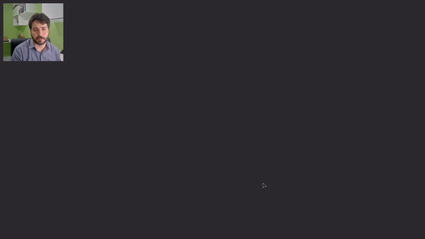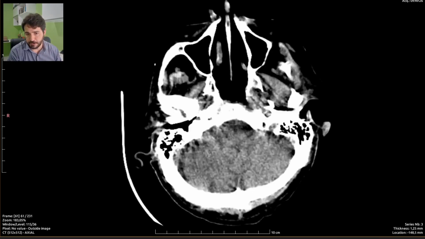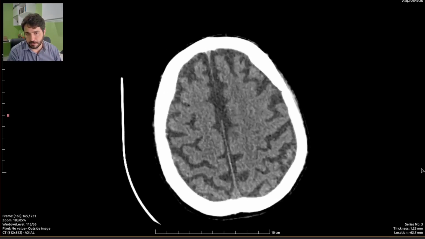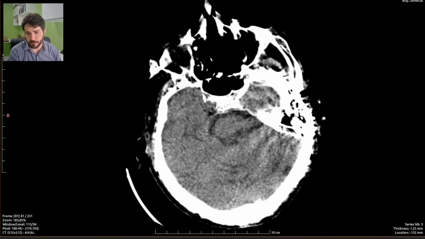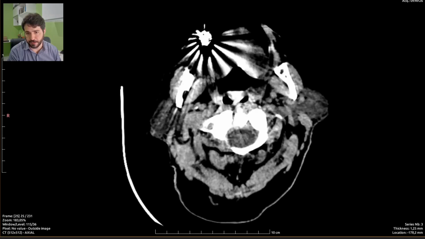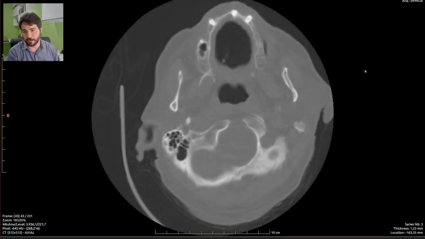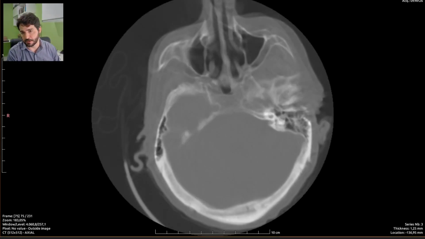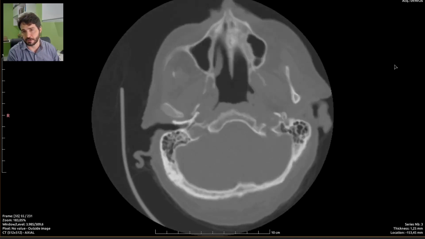So let's load today's images. This is a pretty messed up scan because the patient clearly did move his head while the scan was being performed. So there is a bunch of movement artifacts. In the closest to the bone window we get, it's easier to see how much this patient moved his head while the scanner was doing its thing.